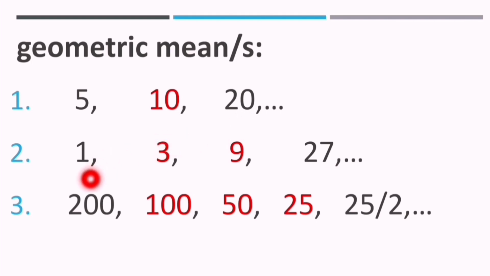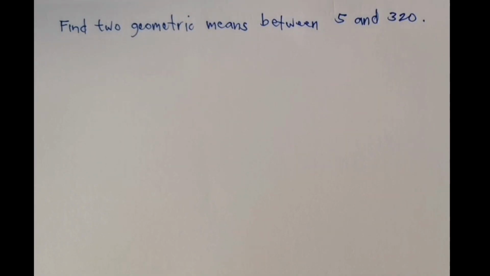In number 2, the geometric means are 3 and 9. They are between 1 and 27. And example number 3, the geometric means are 150 and 25. They are in between 200 and 25 over 2. Let's have an example in solving geometric means. Find two geometric means between 5 and 320.